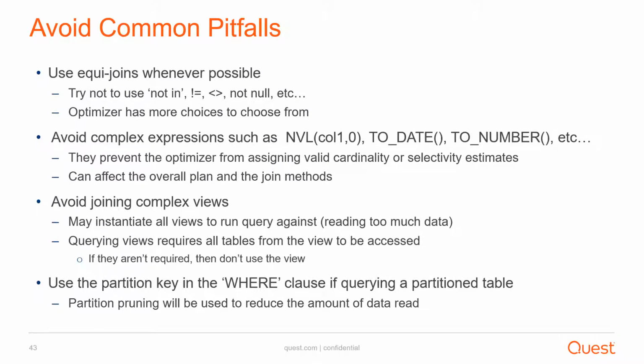Also, look out for equijoins whenever possible. Try not to use not, not equal, or not null, because the optimizer has more choices to choose from, and it gets confused. Also, avoid complex expressions such as NVL, to_date, to_number. They prevent the optimizer from assigning valid cardinalities or selectivity estimates, and it can affect the overall plan and the join methods. Avoid joining complex views, because it has to instantiate all the tables, and you may not need all the data from all those tables. So go to the table directly.